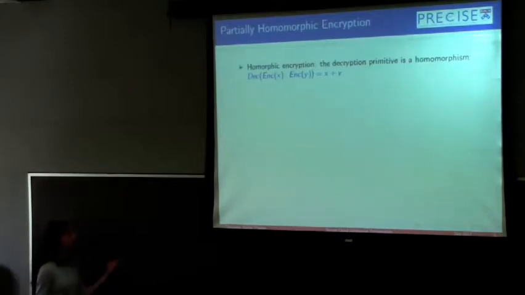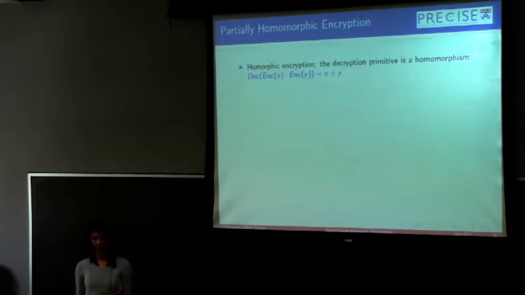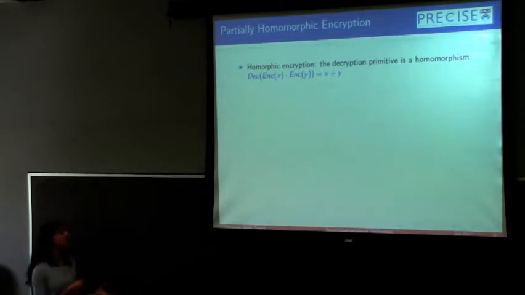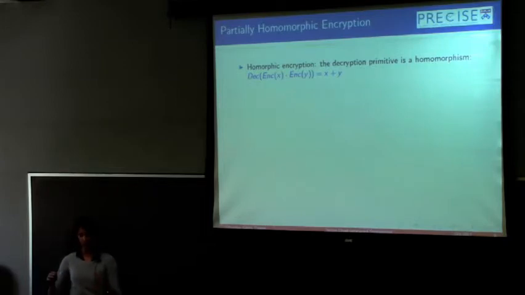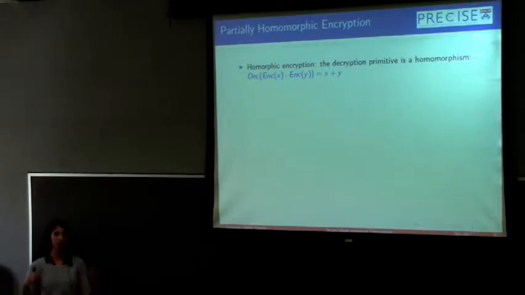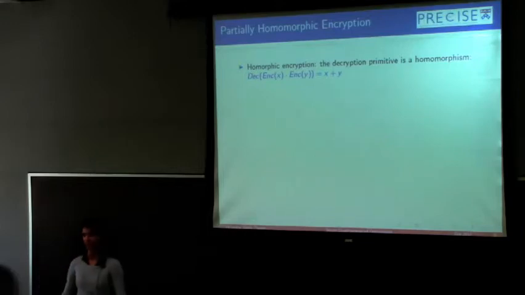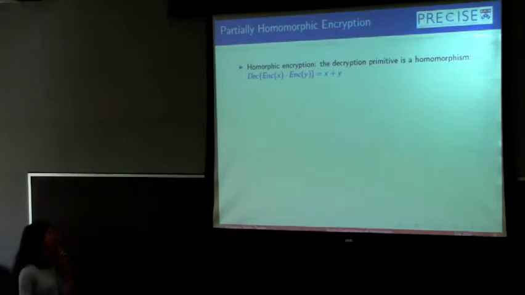OK, so let me also talk about this kind of encryption. The reason why it's called homomorphic is because the decryption primitive is a homomorphism between the space of the messages and the space of the encrypted messages. Also, I'm going to use some definitions: we call messages plain texts, and encrypted messages ciphertexts. So I'm going to use these two names, so you know what they are.